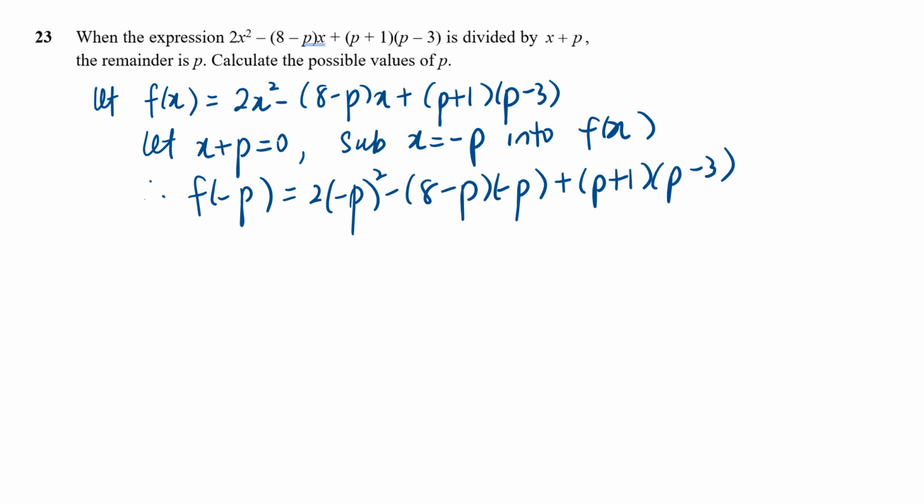Alright, so for these questions, usually we will just let the dividend be called f of x. If you don't like this term f of x, you can let it be g of x or t of x or whatever. It's just a name only, right? So we're going to let x plus p equals 0 because your x plus p is your divisor. It's not a factor because you have a remainder p. So just let your divisor equal 0. So you substitute x equals negative p. So you simplify the expression.